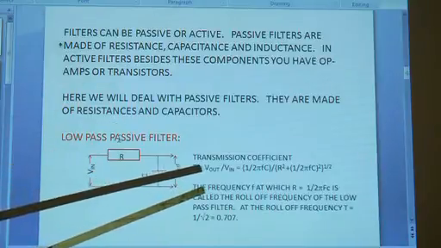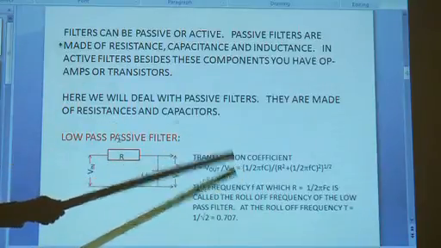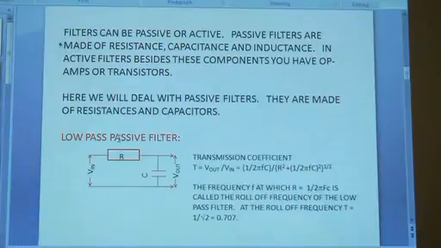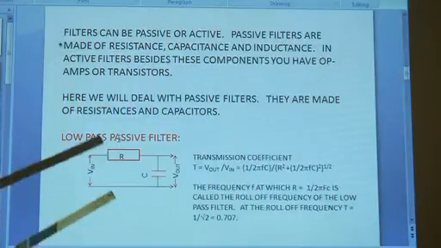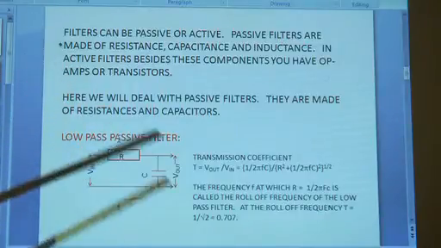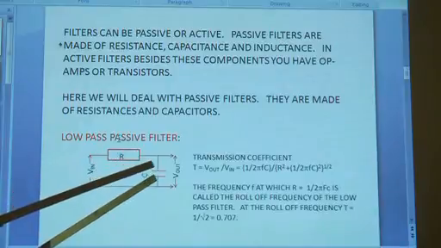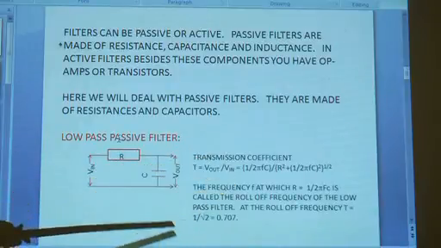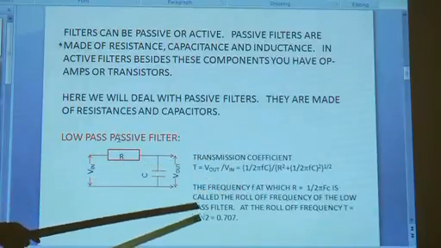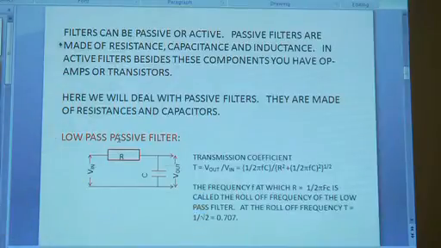The frequency at which R is equal to 1 by 2 pi Fc is called the roll-off frequency of the low-pass filter. At the roll-off frequency, T will be 1 by root 2, or 0.707.